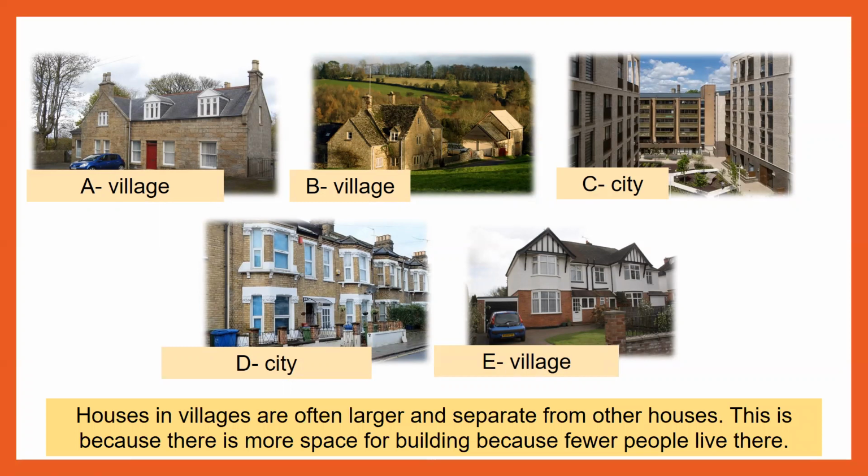Now, before we move on to that, we're going to talk a little bit about the different types of houses you will find in a village. Often they are larger and separate. So this first one is a good example of a detached house, because there are no houses connected to it whatsoever. And the reason that often they're larger and separate from other houses is because there is a lot more space, because fewer people live there, okay? It's a lot less populated than a city is.